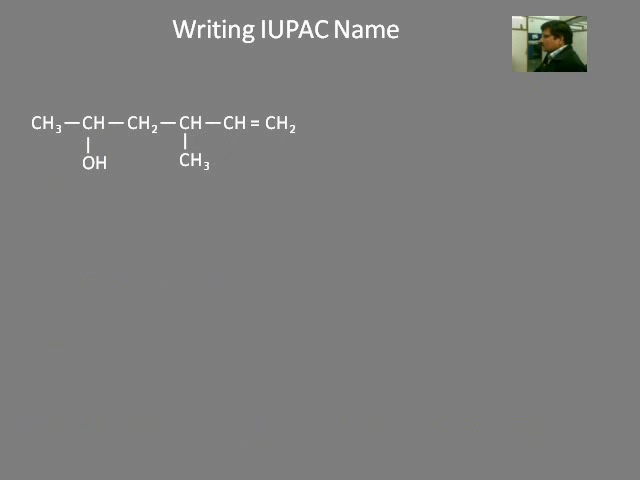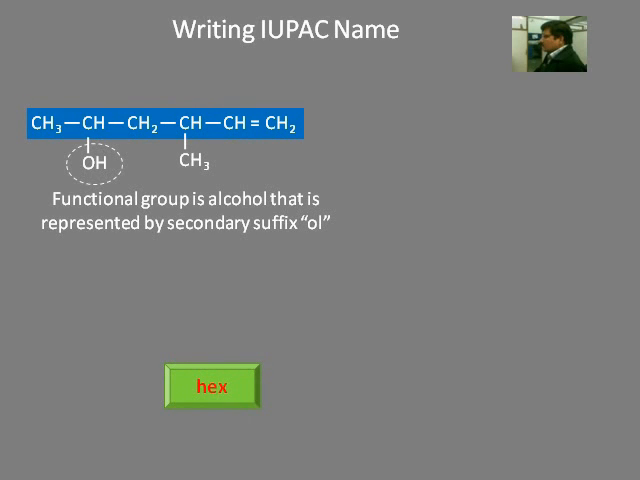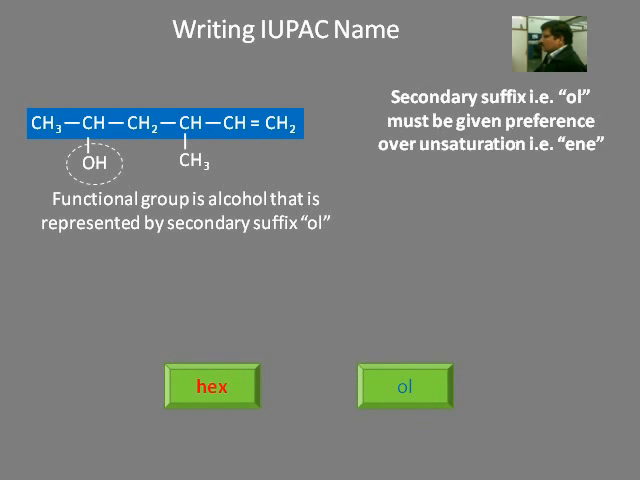See another example. This is a functional group. This is the principal chain. Word root will be hex. Functional group is alcohol, that is represented by secondary suffix ol. Secondary suffix, that is ol, must be given preference over unsaturation. Because the principal chain has a carbon-carbon double bond, primary suffix ene will be used. There is one methyl side group also.